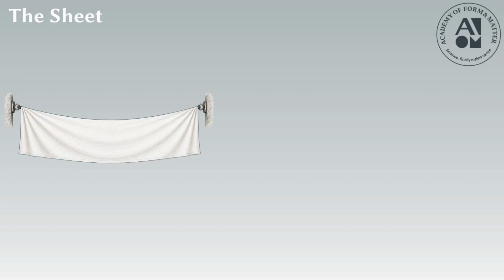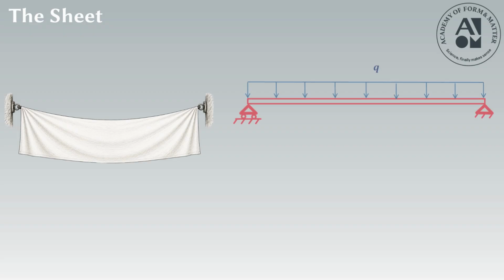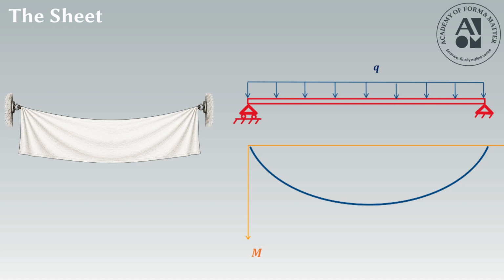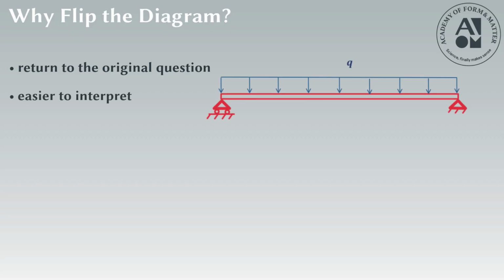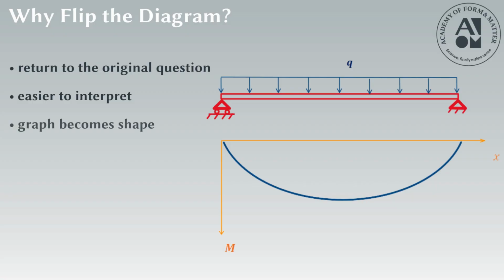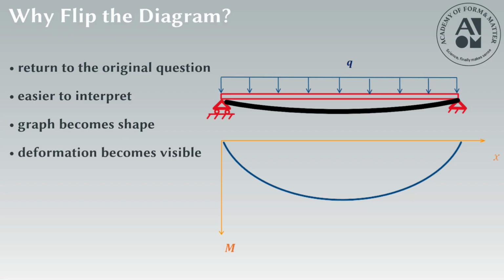Now look at the sheet. The rope forms a smooth parabolic shape, and the bending moment diagram for the uniformly distributed load is also a parabola. Again, the shapes are identical. Not similar. Identical. So let's return to our original question. Why do engineers flip the bending moment diagram? Why not leave it exactly as the equations produce it? Because the mirrored diagram is much easier to interpret structurally. Once it is flipped, we no longer see just a mathematical graph. We see a shape that immediately tells us something about how the beam wants to deform under loading.